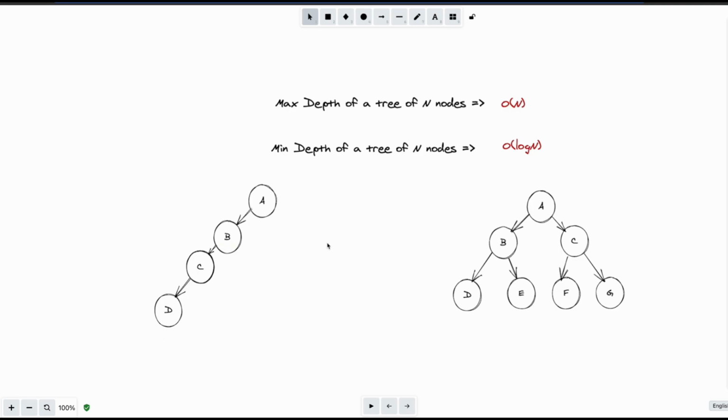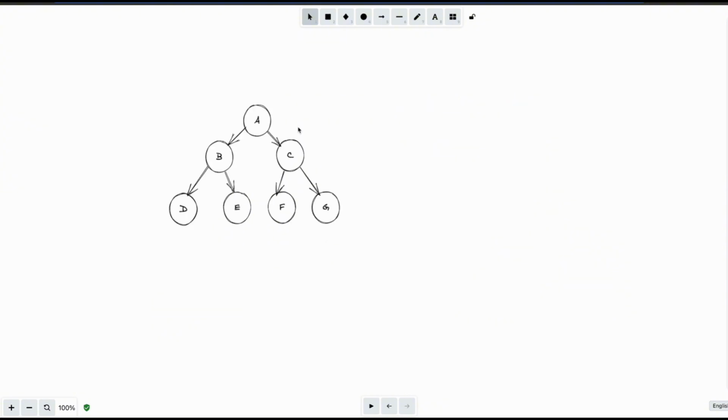So what is the minimum depth of a tree? That's a very interesting math problem. So let's do some math to find the minimum depth of a tree given n nodes. Suppose we have a tree like this. This is a binary tree, so each node could have 2 children. We have 3 different levels, level 0, level 1, and level 2. In total we have 7 nodes. The height of this is 3, right? So it's 2 levels plus 1.